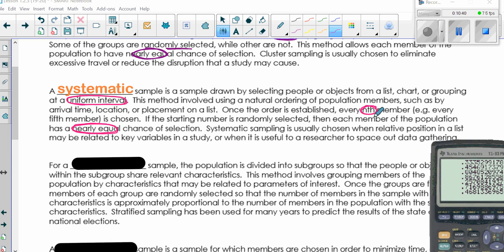But if you just go, well, I'm going to pick every seventh person, then it's not a good random sample, and this is not happening, this nearly equal chance. Okay, and that's what we want so that it doesn't create bias.